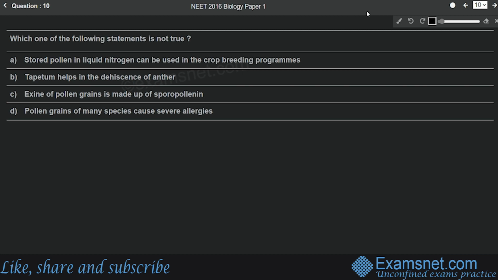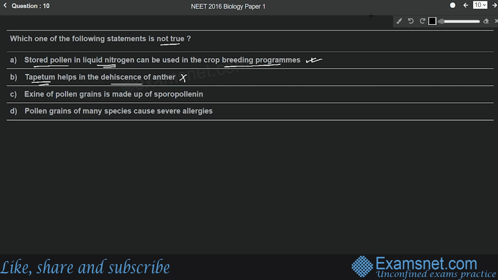Question number 10 is from the chapter Sexual Reproduction in Flowering Plants, and the question is which one of the following statements is not true? Okay, so the first statement says stored pollen in liquid nitrogen can be used in the crop breeding programs. So this is an absolutely correct statement. Okay, then the second statement says tapetum helps in dehiscence of anther.